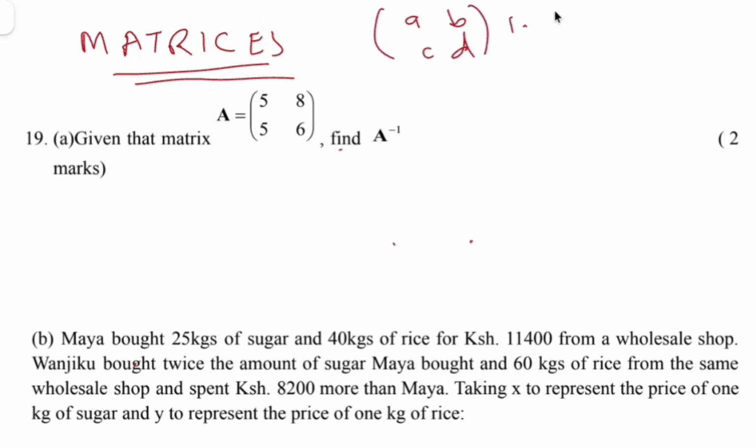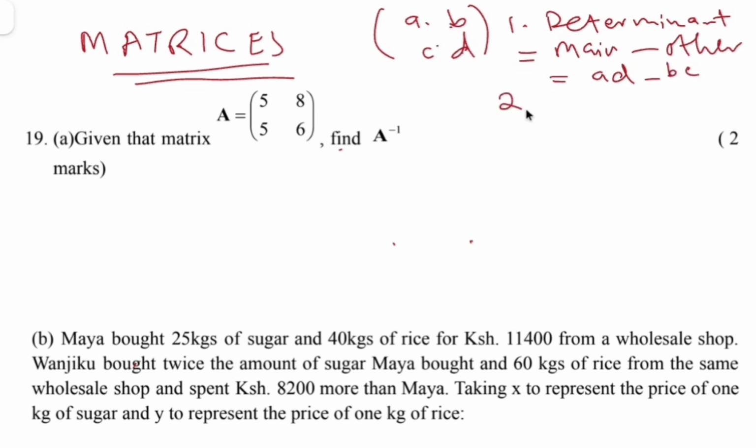So first step lazima ujue utaitafuta nini? Determinant. And determinant is always given by your main diagonal minus your other. So your main diagonal ni A na D. So you'll take A times D minus your other, which is B na C, minus BC. After getting the determinant, we'll take 1 over determinant multiplied by the matrix where A na D zita interchange, D, A, and B na C, the signs will change, becomes negative B, negative C. So that's how you find the inverse of any matrix.